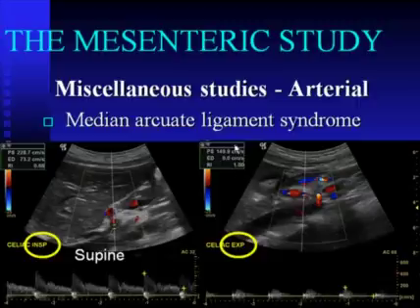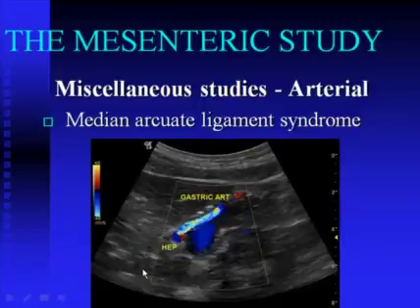We see not a stenotic peak systolic flow, but we see nearly absent flow because there's a near complete occlusion of the origin of the celiac trunk in this case. The other maneuver to perform in these patients when you suspect median arcuate ligament syndrome is test them not only supine, but have them sit up.